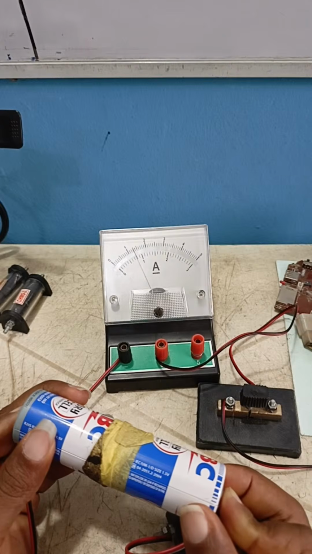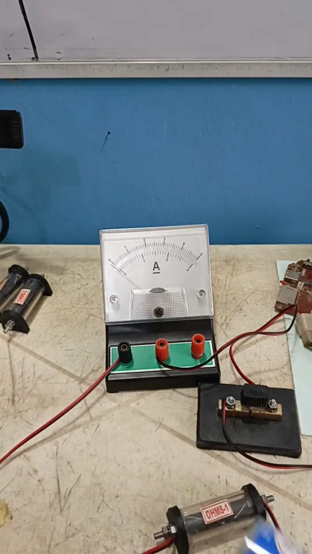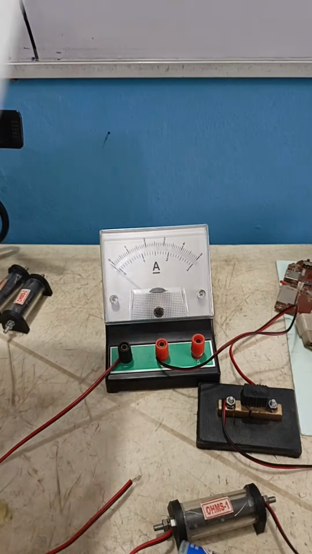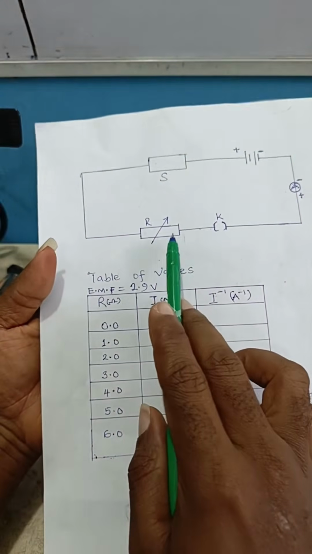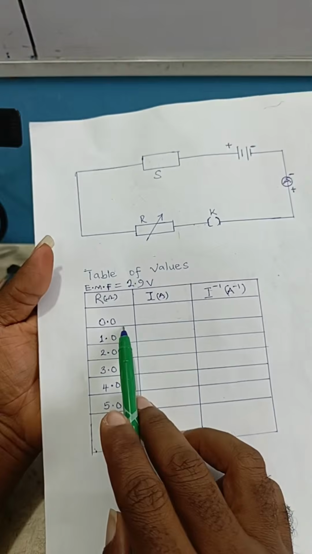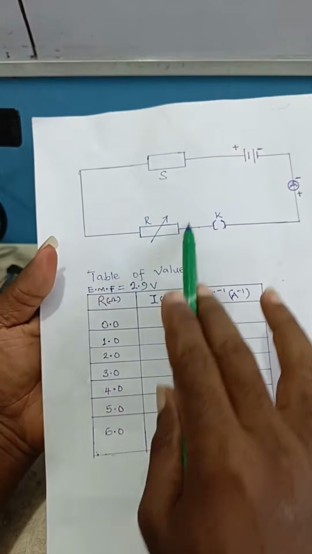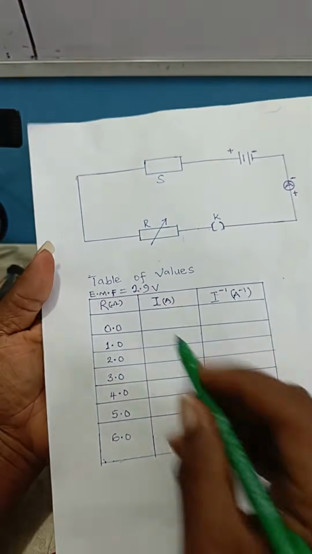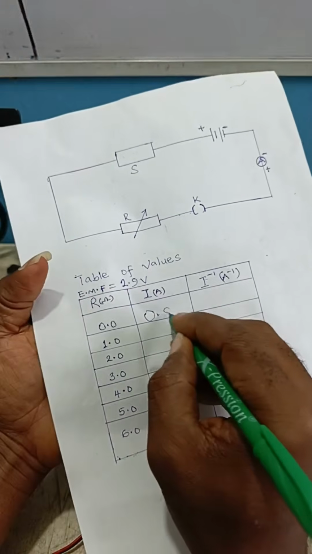All right, 0.8 ohms. Let's remove. So all you have to do is to go and record that, okay, for R, this R, 0.0, meaning there is no resistance activated in the resistance box. The current we obtained was 0.8, so you record 0.8.